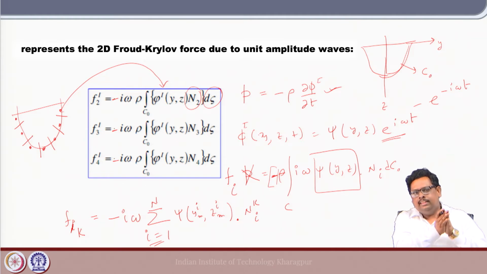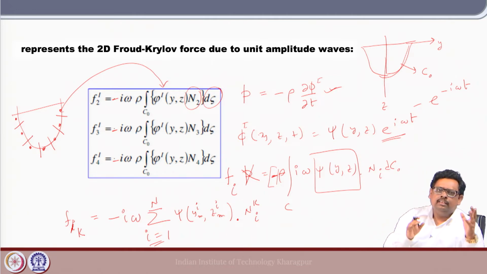Earlier we have done it for the surface. Here it is even easier, because a surface requires panels, but a curve requires a collection of straight lines. Later on, if we get time, we will show numerically how to do this, but right now let us leave this point, because we know how to calculate the Froude-Krylov force.